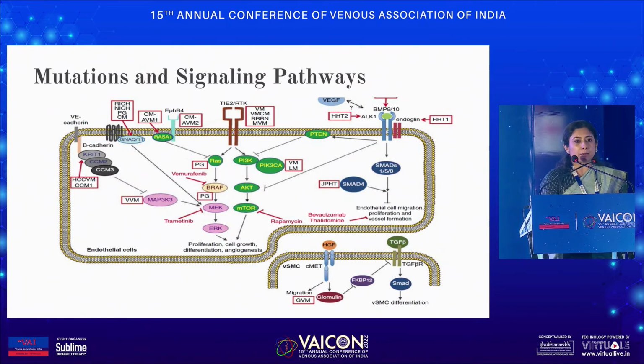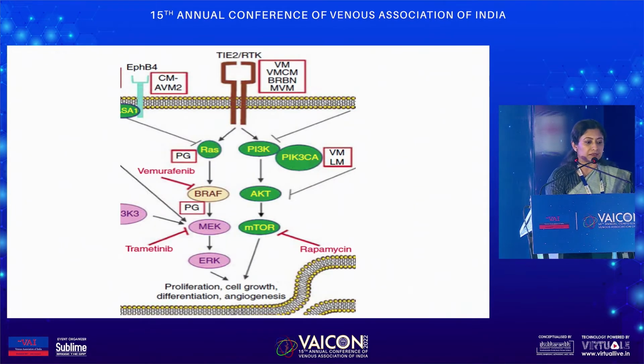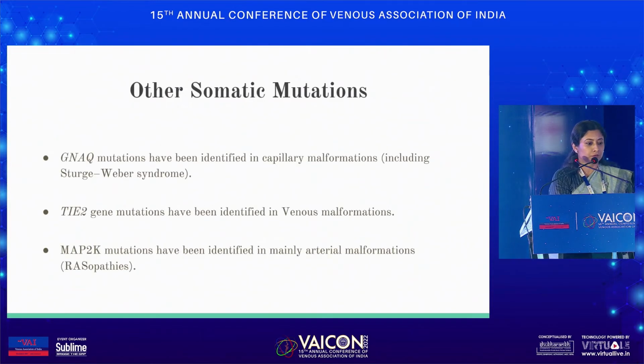This is where it will come down to, but where we are interested in the angiogenesis pathway is these: the PI3K, AKT, mTOR, and the TIE2. These can be targeted by specific drugs to try and treat these lesions. There are other somatic mutations also.